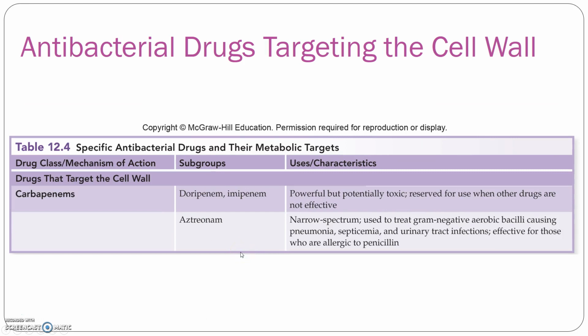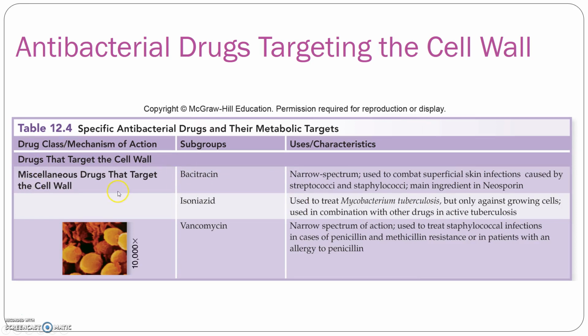Okay, another class of drugs that target the cell wall is the carbapenems. So these are very good at breaking up the cell wall. These two subgroups, unfortunately, are very powerful, but they're really toxic. So essentially, these drugs are used as a last resort when other drugs are not working.